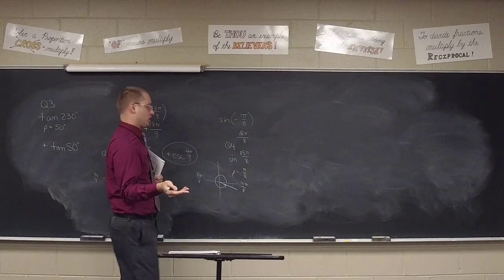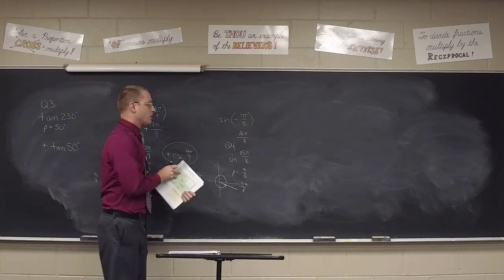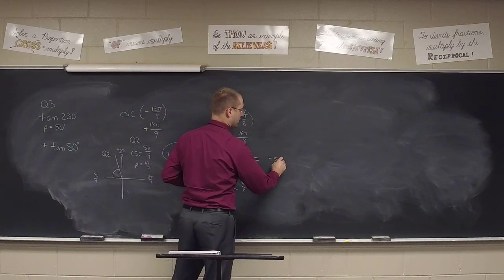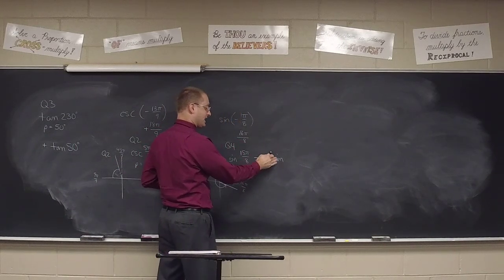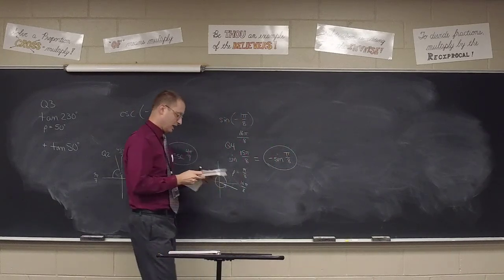So last question, ASTC, quadrant 4, sine is negative. So how do I write my answer? Not equals, negative sine of pi over 8. There we go. And that should be our answer there.